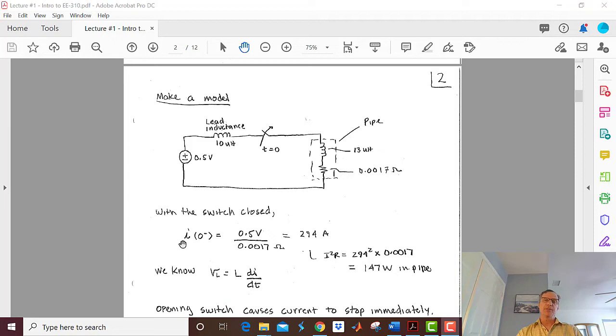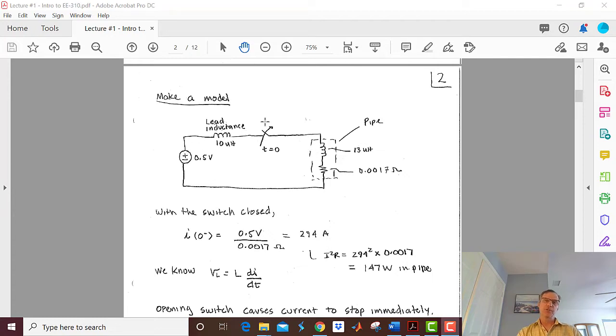So the current at time equals zero minus, and this is another term you'll see a lot in this class. What this says is the current going through here right before I open the switch, or at time equals zero minus, just a little bit before time equals zero, is equal to a half a volt divided by 0.0017 ohms. Because as you'll see later, at steady state, we have no voltage across our inductors. So this whole half a volt is going to end up across this resistor. And so I'm going to end up with 294 amperes in this circuit.